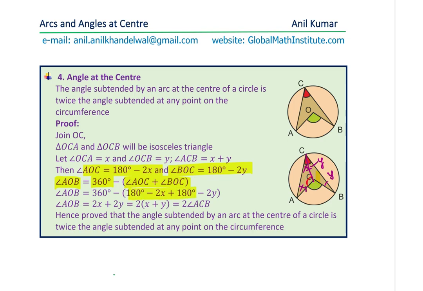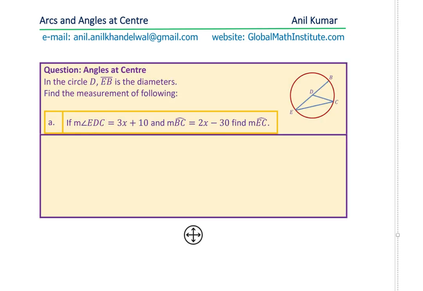And once you substitute these values, what do you get? You get 2x plus 2y, or twice the angle x plus y. And angle x plus y is the angle at C itself. And therefore, we have proved that the angle subtended by the arc at the center of the circle is twice the angle subtended at any point on the circumference. We are going to use this property to answer our questions. Now, let us take the questions one by one.